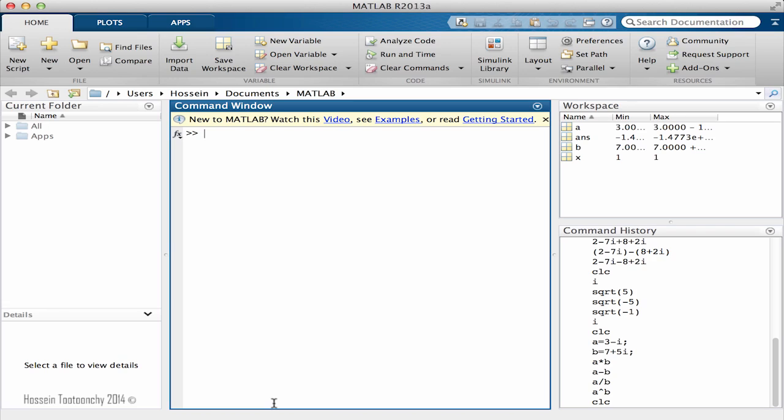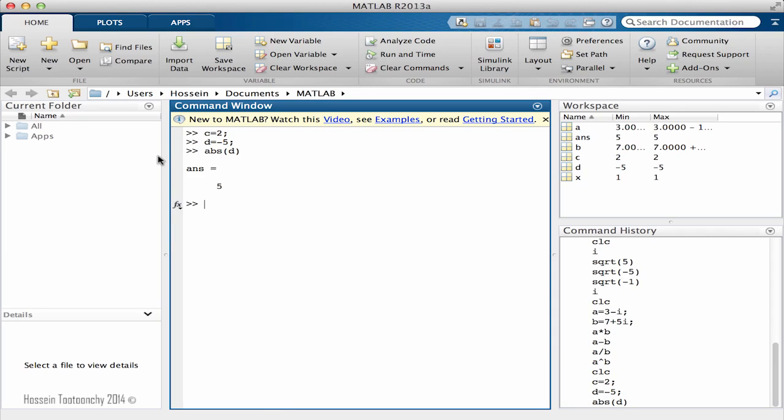The first one is abs. If you remember previously, when we have a number, let me define a new one. Let's say c equals 2, and also d equals -5. So I defined two new variables. One is positive, the other is negative. Now, if I do abs of d, the result is going to be 5. What it does, as we know, is just make this positive.